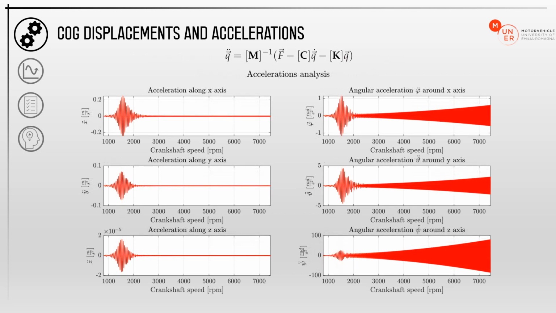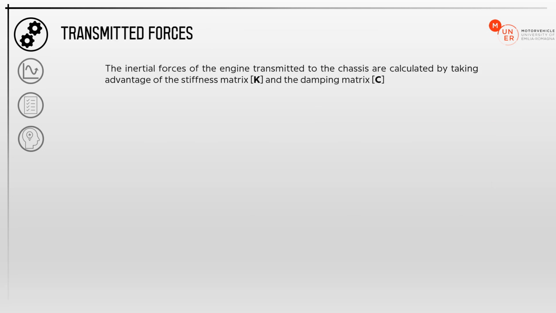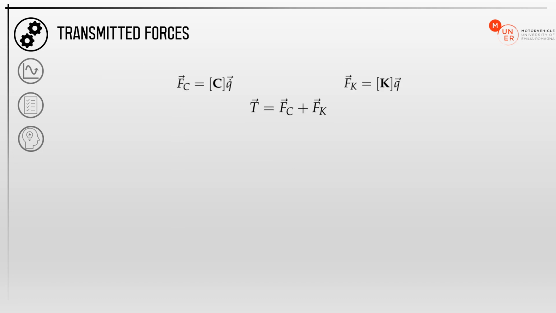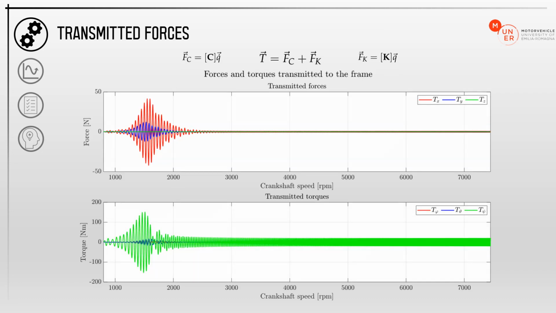Here, the accelerations of the engine are shown. The formula is obtained by inverting the equation of motion. At the end, we plotted the forces transmitted to the frame. It is possible to see that there is a peak of torque transmitted of 150 Newton meters. This leads to an uncomfortable perception for the driver, and we were not so satisfied with this result.